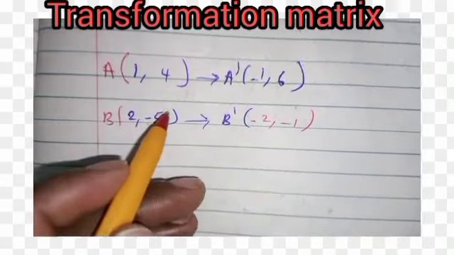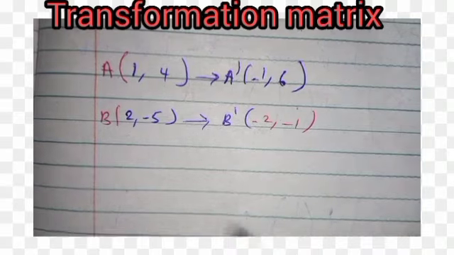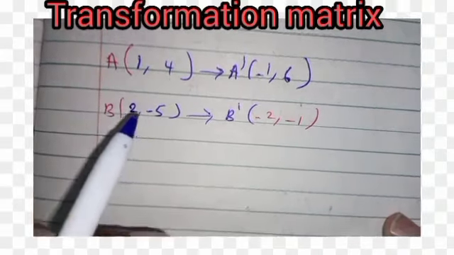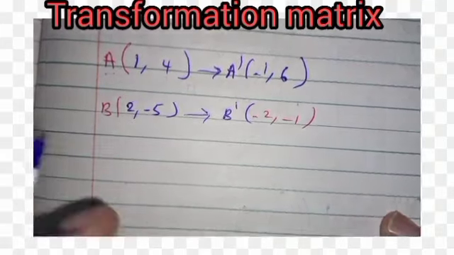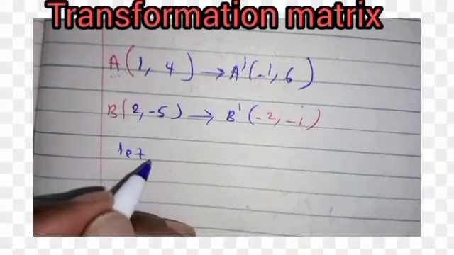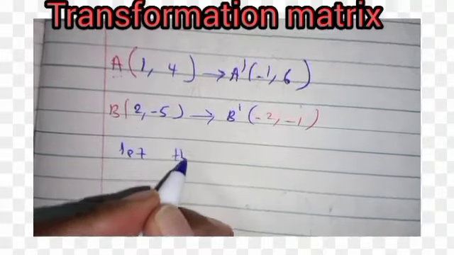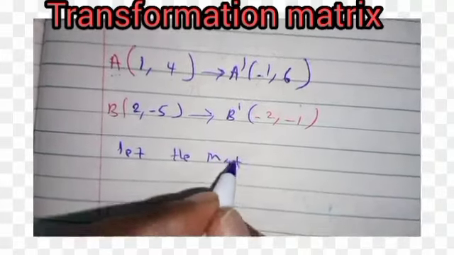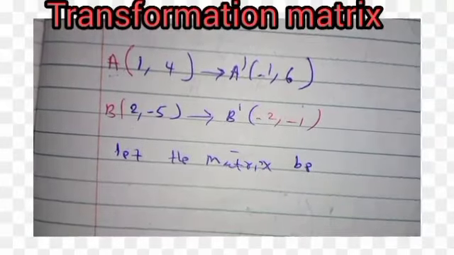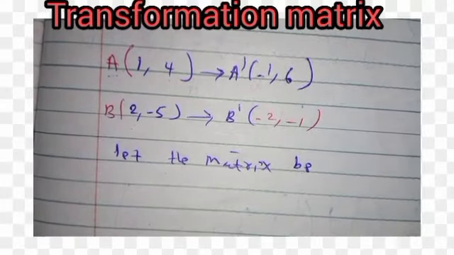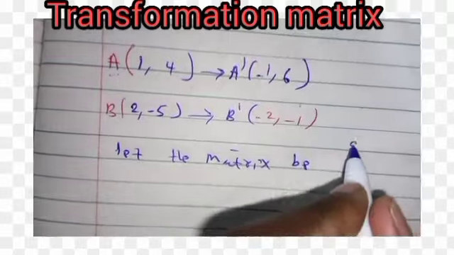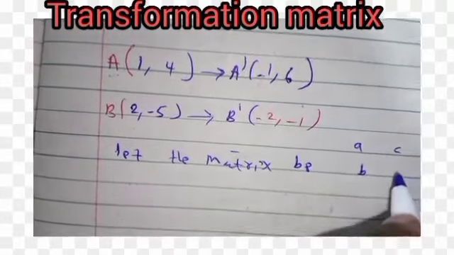So we are going to obtain the matrix which is mapping this object A and B. So what we are going to do here, we are going to let the matrix, this is a matrix which is 2 by 2. We have objects of 2 by 2, so even our matrix which is mapping here, we are going to let it be a 2 by 2 matrix. So we are going to let it be A, B, C, D.